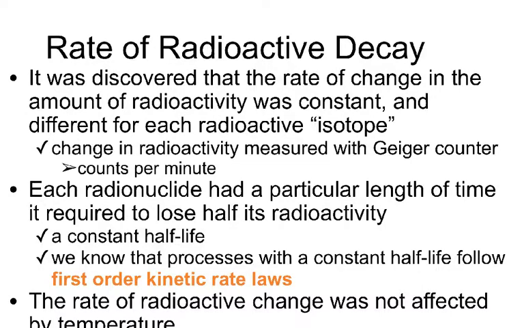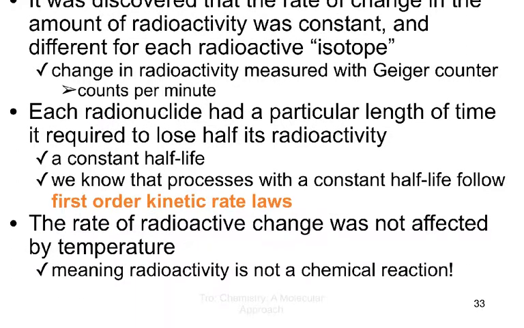So the rate of radioactive decay, the rate of change in the amount of radioactivity, is consistent and different for each isotope. It can be measured with a Geiger counter. And so each radionucleotide has a particular length of time required to lose half of its radioactivity, which means it has a consistent half-life. And if you remember back to chapter 13 when we talked about rates and kinetics and half-lives, the process with a constant half-life follows first-order kinetics.